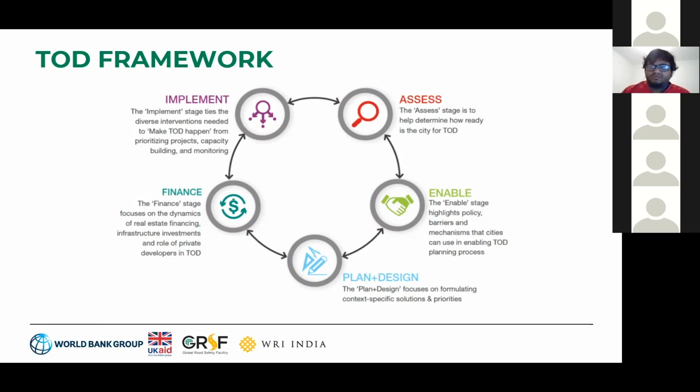The plan and design stage focuses on formulating context-specific solutions and priorities. It contains a series of detailed planning principles and design components to formulate contextual TOD plans at various scales of intervention, that is city, corridor, station area and site scales. The finance stage focuses on dynamics of real estate financing, infrastructure investment, and role of private developers in TOD. It provides an overview of financing tools that can be used by a city to achieve the TOD planning policies, projects, and initiatives as identified.